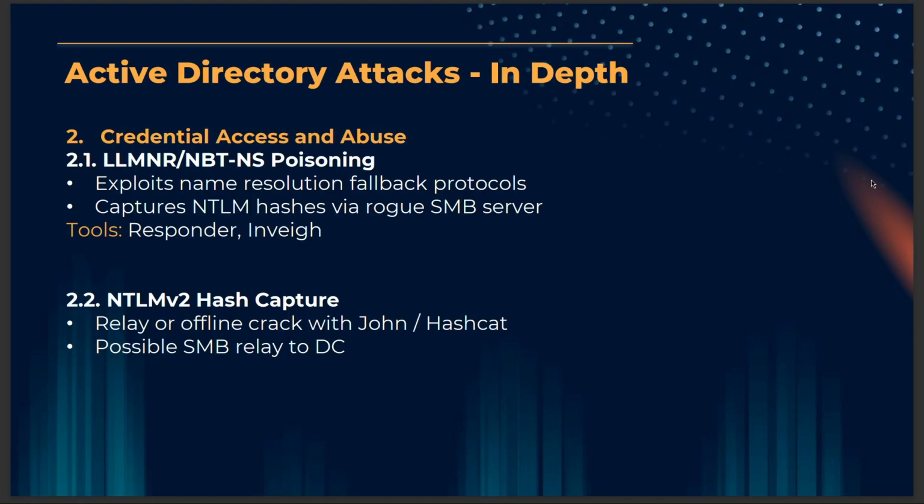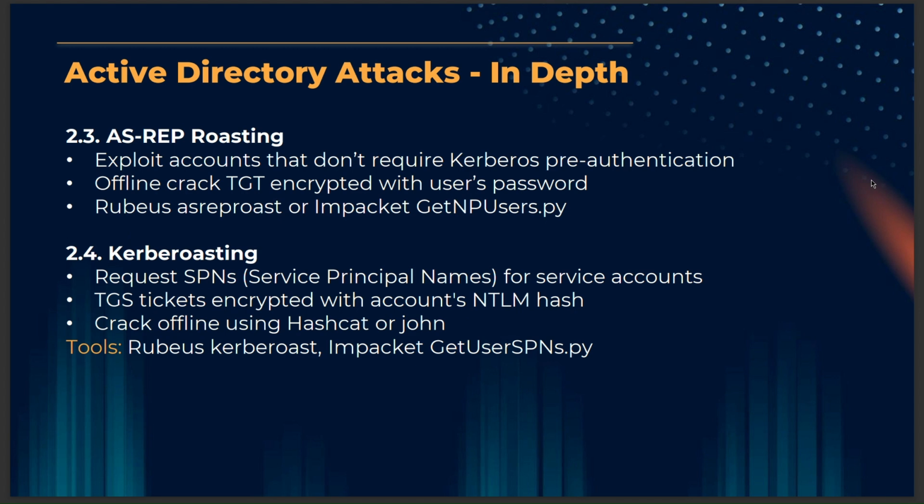The second type of attack we have is credential access and abuse. Here attackers go after credentials basically. We have LLMNR and NBT-NS poisoning that tricks machines into revealing NTLM hashes. We have AS-REP roasting, which exploits users without pre-authentication, and Kerberoasting targets service accounts and can be done silently on the network. All of these attacks rely on poor configuration and weak passwords.